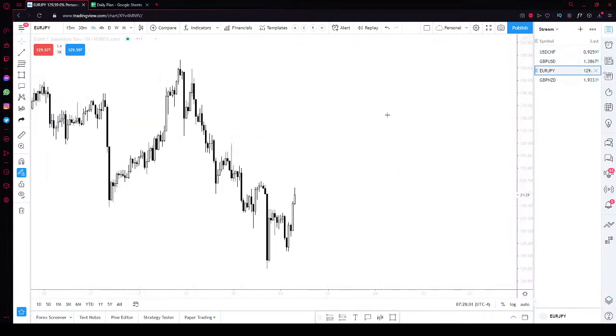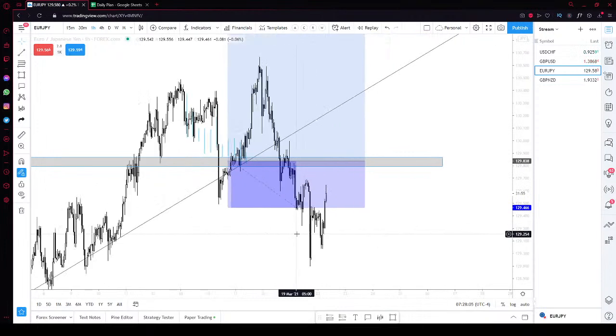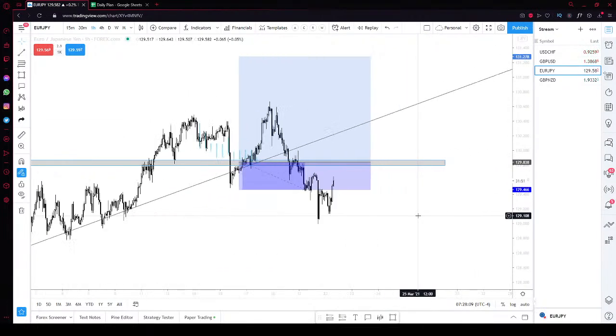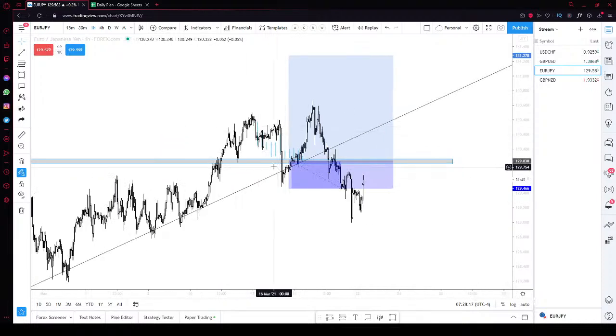All right, EURJPY. Did we take this opportunity, or was this a... No, this was a setup. This was the setup I was looking for that we talked about last week, looking for price to come down to this area and then buy off of it. Now, price came down to the area and did reject.